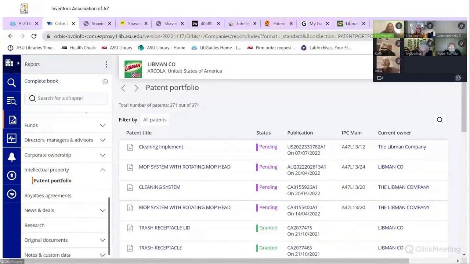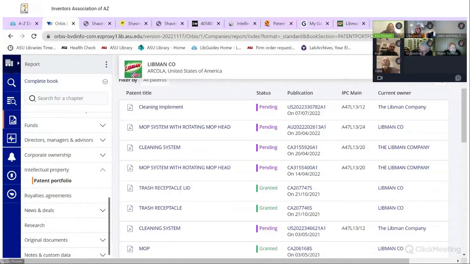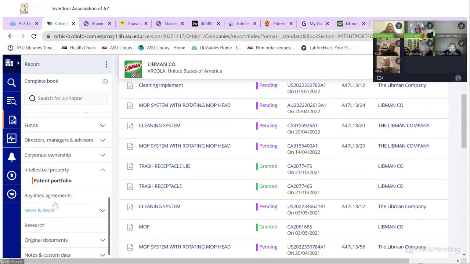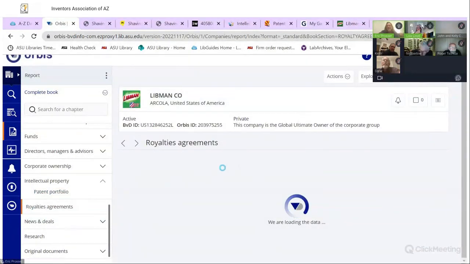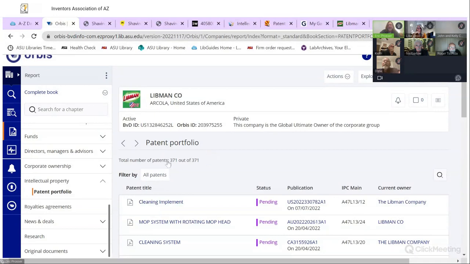Can you go down to underneath patent portfolio? It says royalties agreements. Yeah, I clicked on that. There was nothing there. Oh, okay, I missed that. It would have been cool too. I thought, for a private company, I'd explain. They probably don't put that out there, right? I'm not sure I'd want to put my royalty information out there if I was a public company. That might be something I want to protect.